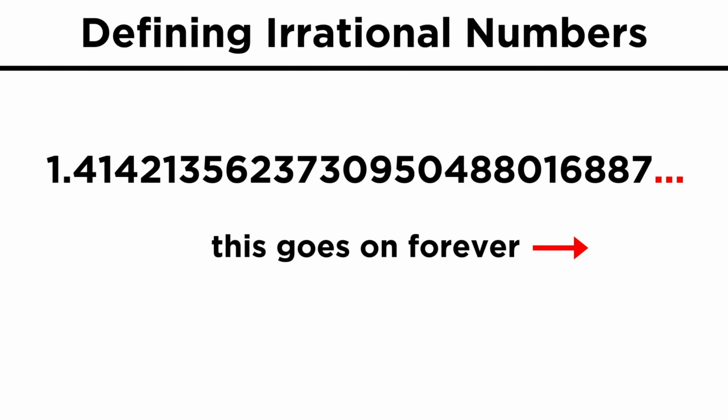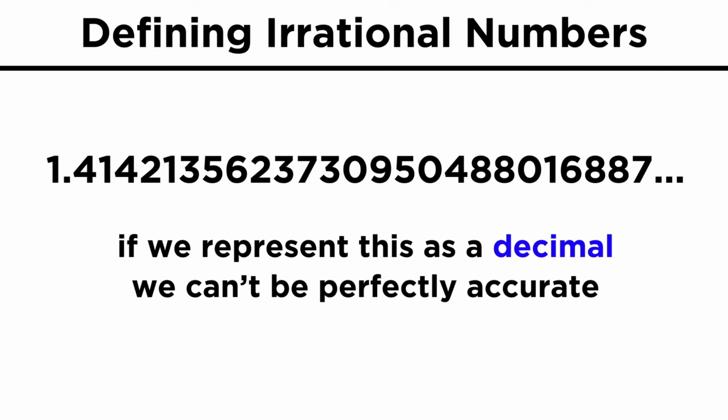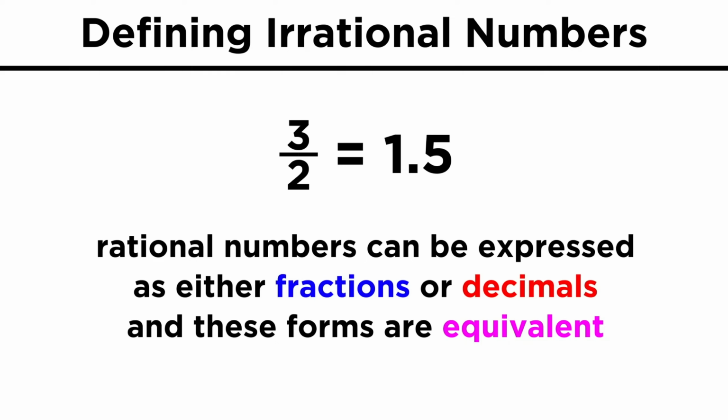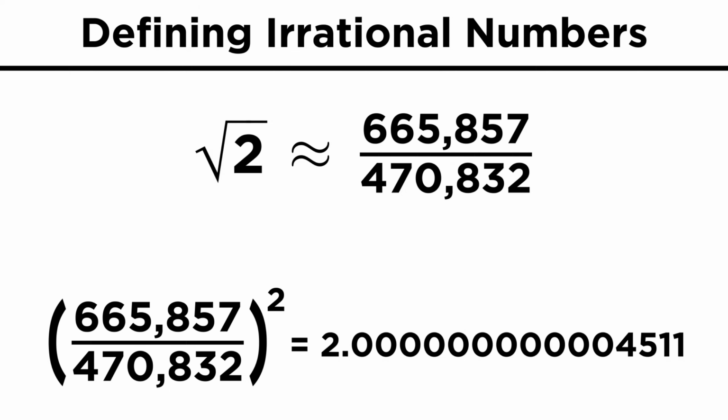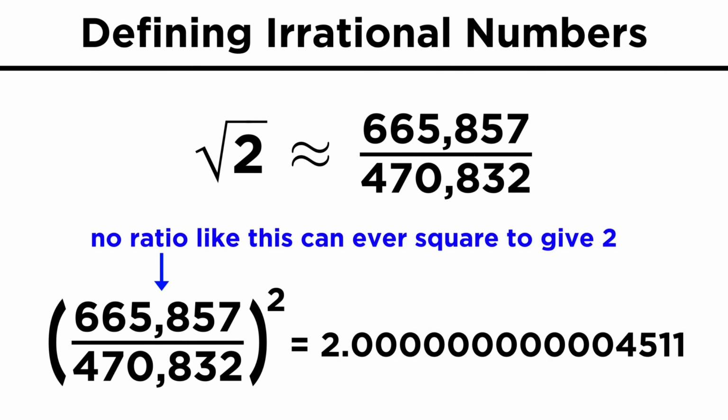This number extends forever, which means we can never list the square root of 2 as a decimal and be infinitely accurate, the way we can with 3/2. 3/2, or 1.5, is exactly 3 over exactly 2. If we try to approximate root 2 this way, we can get very close with something like 665,857 over 470,832. But it's not exactly right, and when we square this number, we get something just ever so slightly larger than 2. No matter how precise you try to get with this ratio, you will never quite get to the true value.